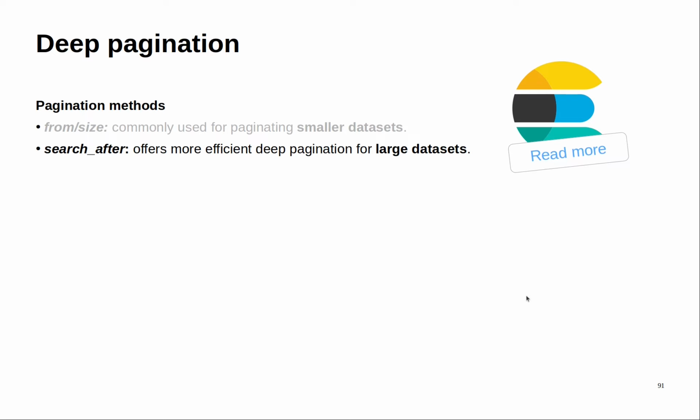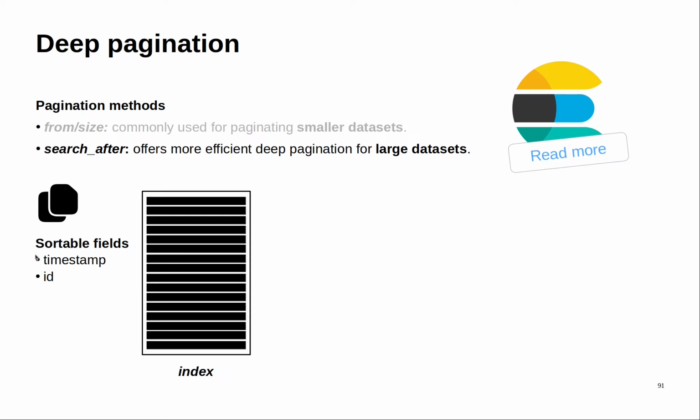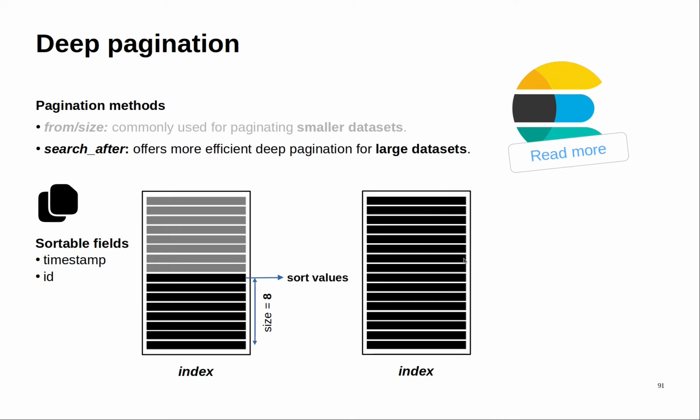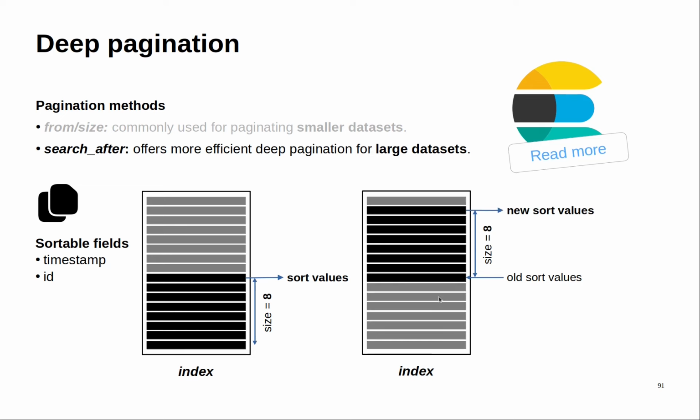For this method, each document must include a sortable field, such as a document ID or a timestamp. You begin by setting the size parameter, and Elasticsearch returns the first 8 documents along with corresponding sort values. For subsequent requests, these sort values are used to skip documents, and at the end, you get the new sort values. You keep doing these subsequent requests until you reach the last documents. Then Elasticsearch will not return any sort values, and this is how you know when to stop making requests.